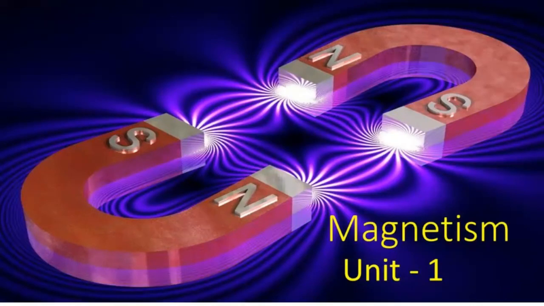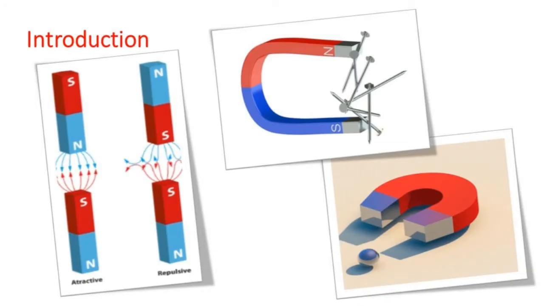Unit 1: Magnetism. Introduction. Children, you might have seen magnets. Have you ever enjoyed playing with them? Yes. So, what is a magnet? A magnet is a material that can pull certain types of metal towards itself.